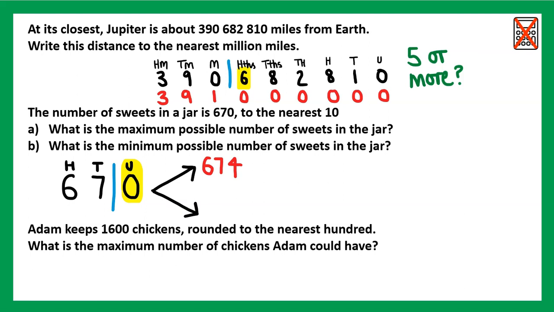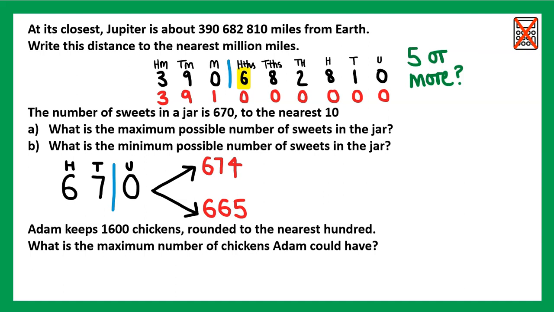When thinking about the numbers that would have rounded up to give me 670, they would have come from having 6 in the tens column. So 660, and anything that's 5 or more would round up, so 665.